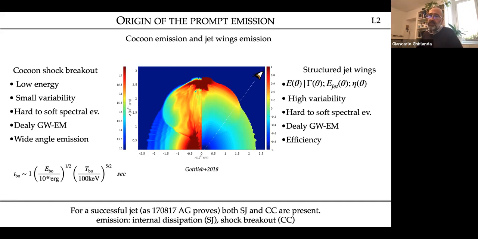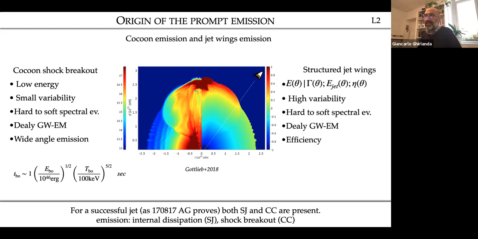it could be that, for instance, the prompt emission is dominated by the cocoon shock breakout. Having a structured jet doesn't exclude the possibility of having a cocoon, because, as I showed you, the same imprint of the structure of the jet due to the passage within the ejecta also creates the cocoon. So the two elements are not mutually exclusive, okay? And so it could be that the emission we see for the prompt is dominated by the shock breakout of the cocoon, while the afterglow emission is dominated by the structured jet.